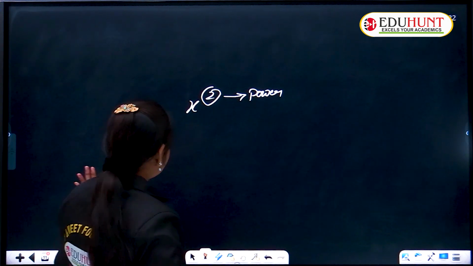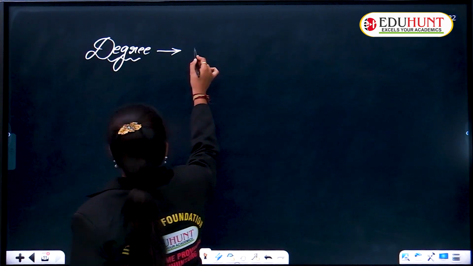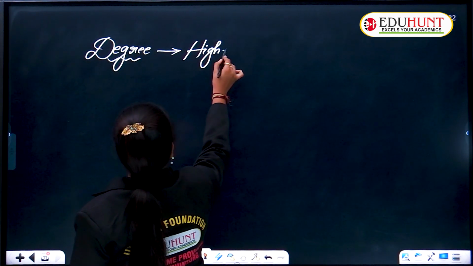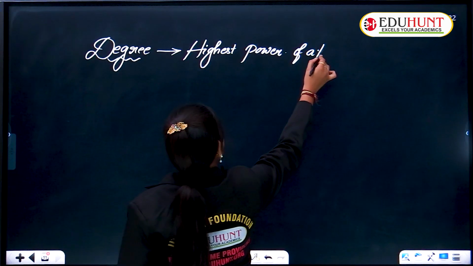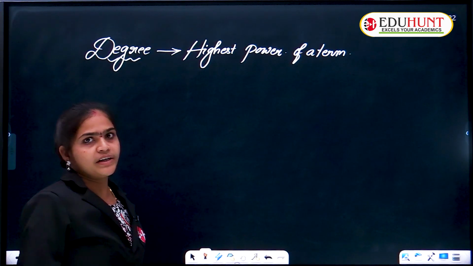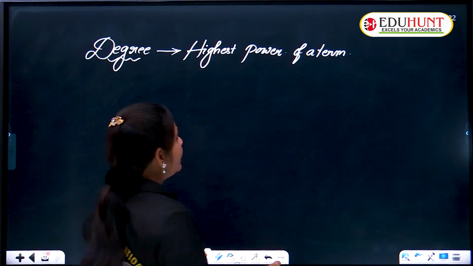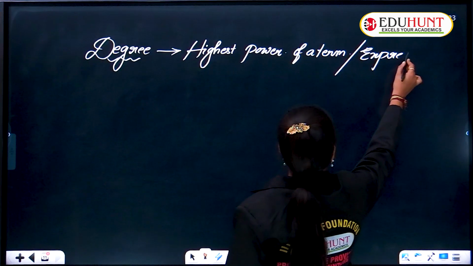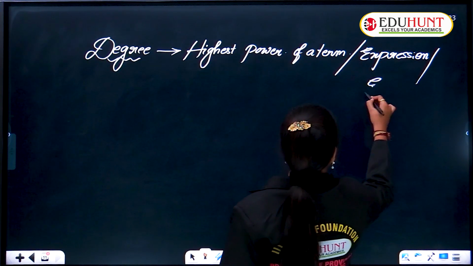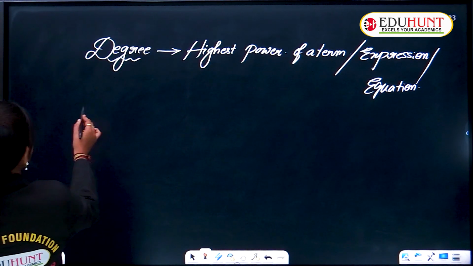Now, what about the degree? Degree means the highest power. Degree means the highest power of a term, or the highest power of an equation, or the highest power of an expression. Understood?